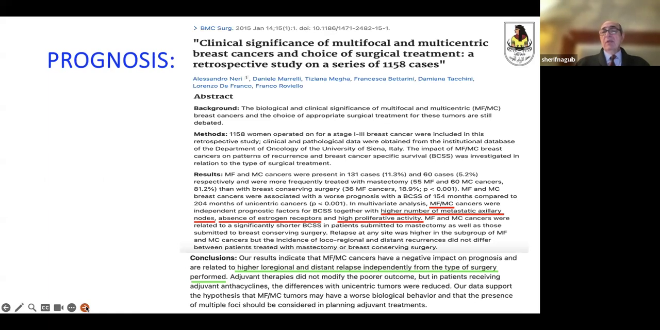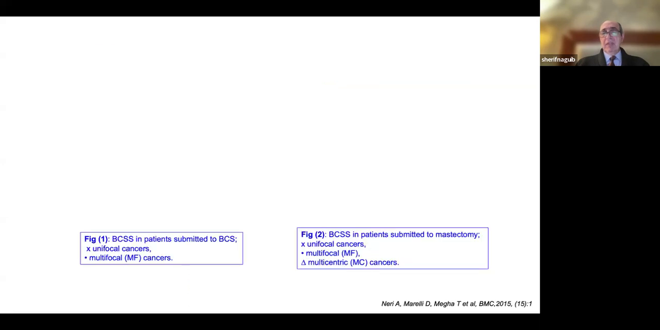Now, it was found that multifocal and multicentric breast cancer had a worse prognosis than unifocal breast cancer. It was found that they had a higher number of axillary lymph node metastasis, and a higher number of estrogen receptor negative cases and high proliferative activity. And strangely enough, they also found that whatever the type of surgery used for multifocal, multicentric breast cancer, the locoregional and distant relapse were the same.